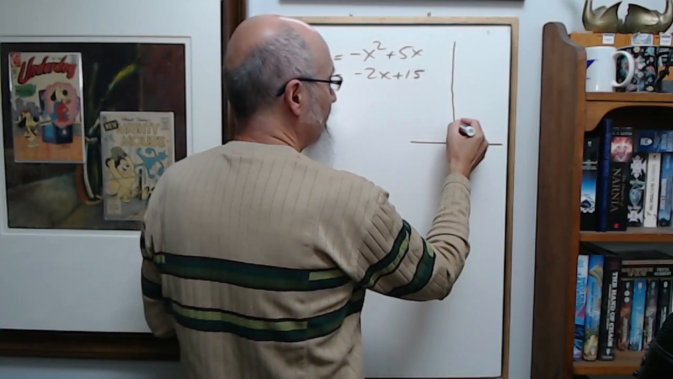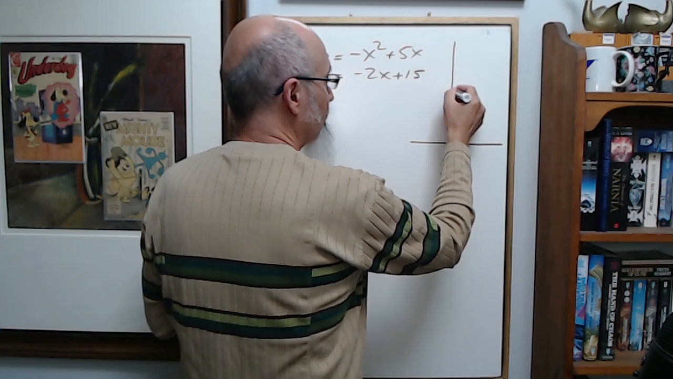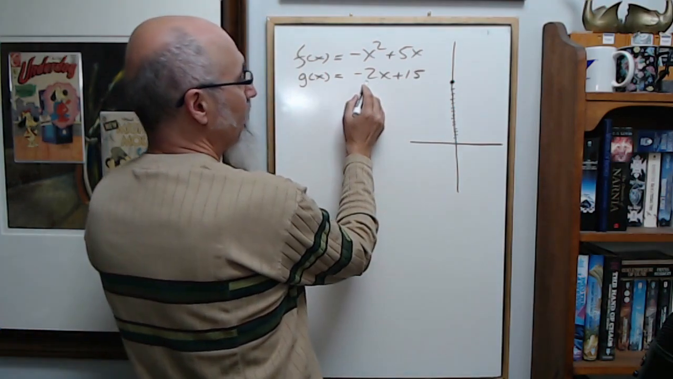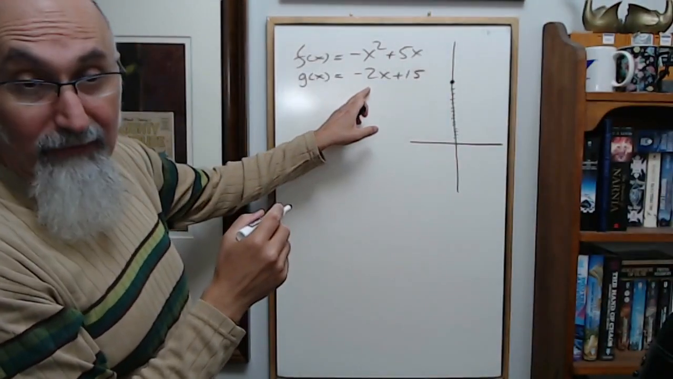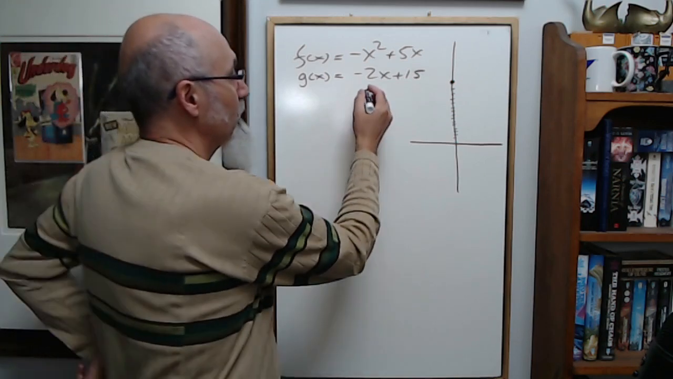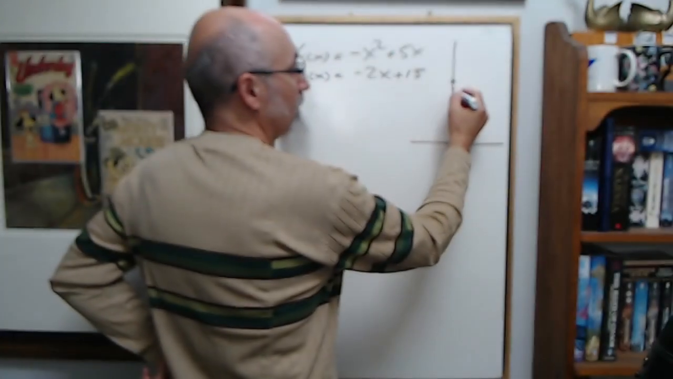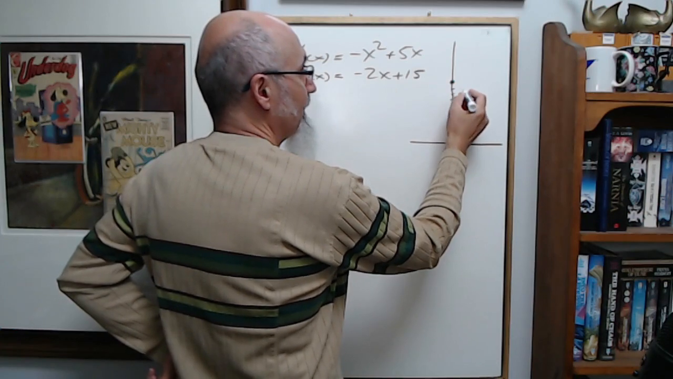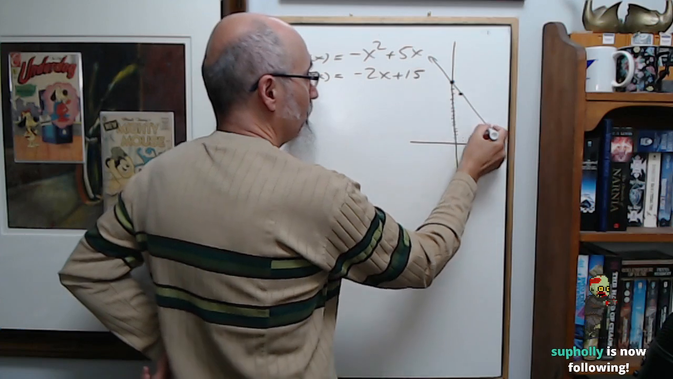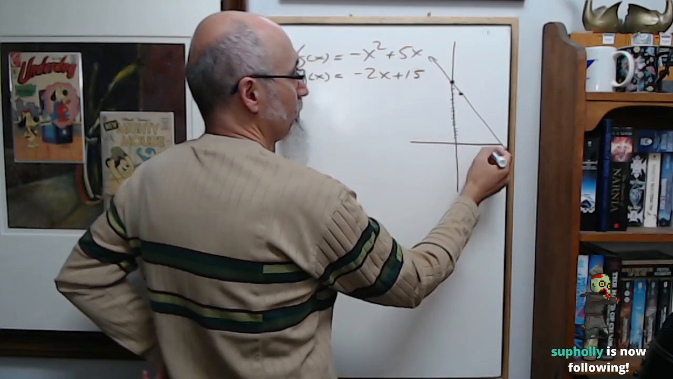1, 2, 3, 4, 5, 6, 7, 8, 9, 10, 11, 12, 13, 14, 15. We go to 15, that's the y-intercept. That's negative 2. So it's negative 2 over 1. So we go down to over to the right once, right? So you can think of it as negative 2 over 1. Down 2 over 1. So this is our linear graph. So this is g of x.